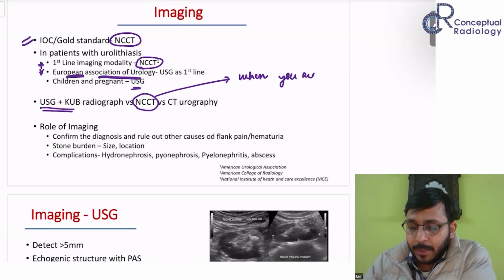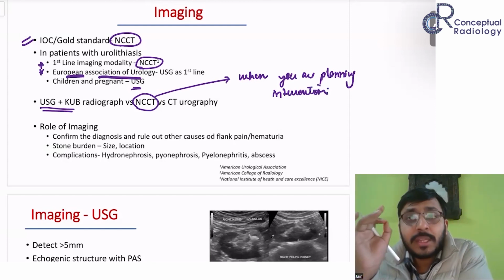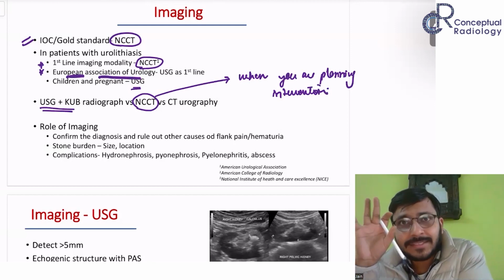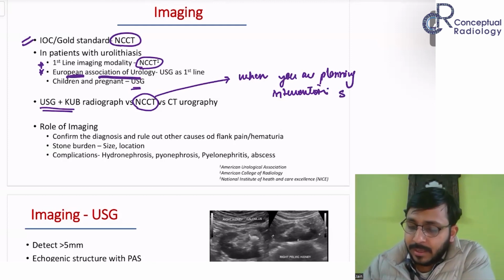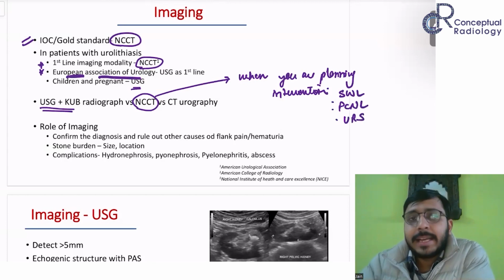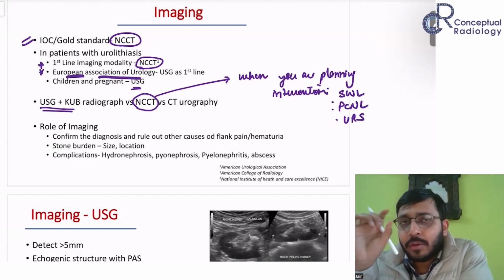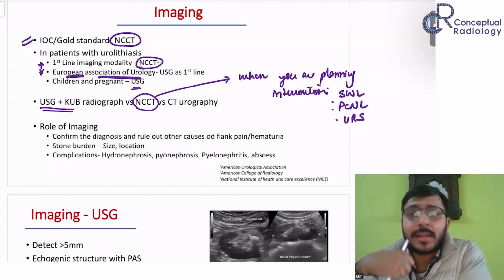When you are planning an intervention, then you do an NCCT because you want to know the exact site of that obstruction. You want to know the exact site where that stone is lodged. Then only you will plan your intervention. So if you are doing a shockwave lithotripsy, a PCNL, or a URS, in all those scenarios, you will do an NCCT to know the exact site of stone and the size of stone as well. You want to know whether it's a lower pole stone, mid pole, or an upper pole stone. You have to do a non-contrast CT.